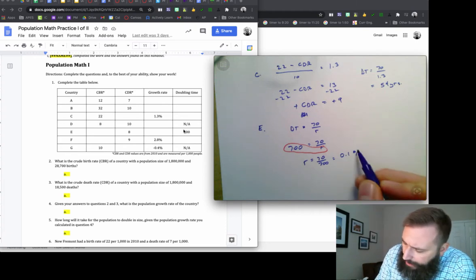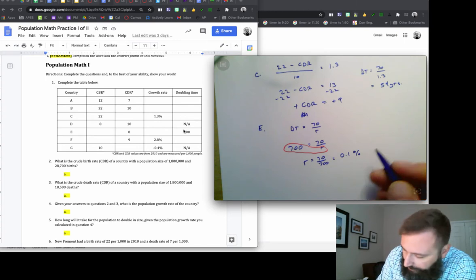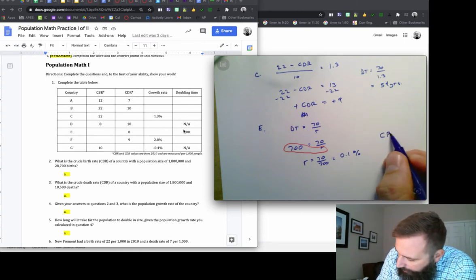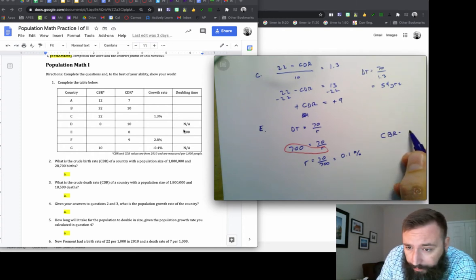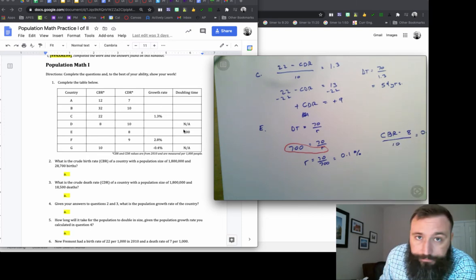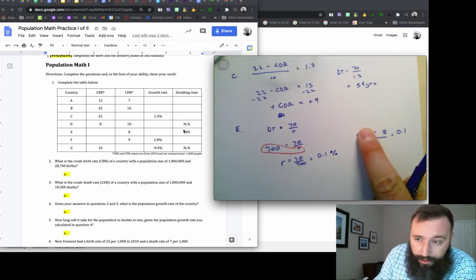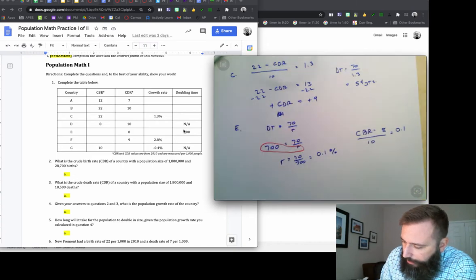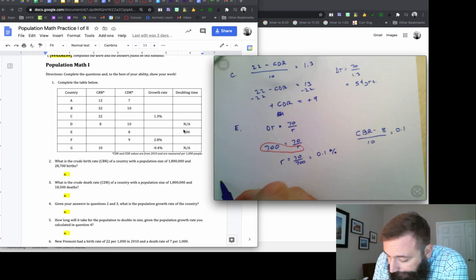Now that I know 0.1% is my R, I can reverse engineer to solve for CBR. CBR minus 8 over 10 is equal to 0.1. It's now a matter of solving for CBR using similar algebra to what we did for country C, which I won't solve. Let's do question 2.